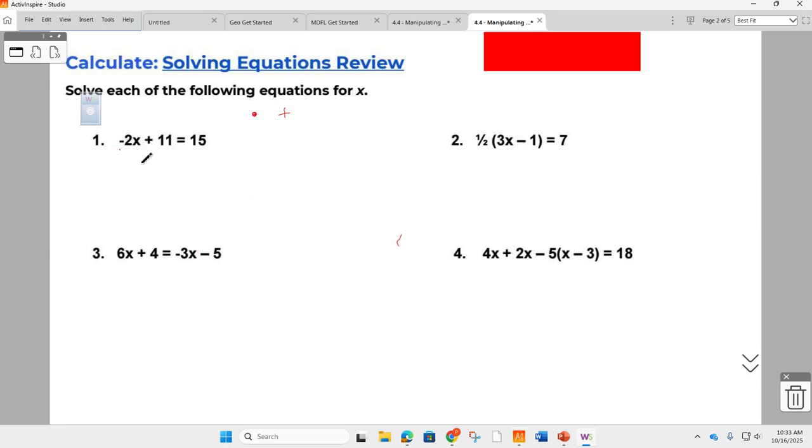You don't see a symbol there, but we do have to know we have to undo it. And most of the time, we're always going to undo addition and subtraction first. So that's what we're going to do here. We've got x on the left side. We need to undo the multiplying by -2 and undo the adding 11. We're going to start by undoing the adding. We're going to undo adding by subtracting.